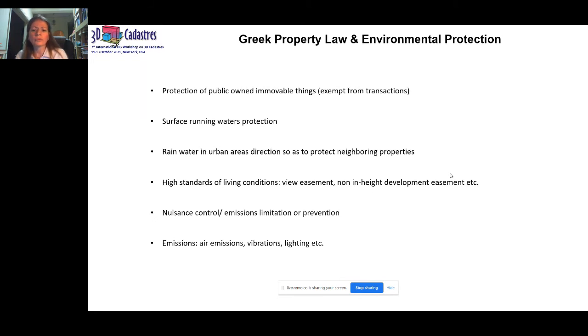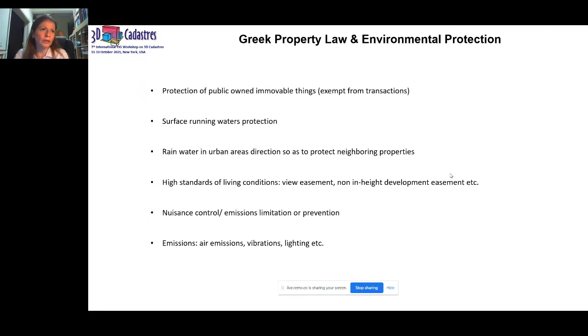There are provisions for view easement and non-high development, and those provisions have actually affected the building code in Greece. It also has provisions on nuisance control, emissions limitation and prevention, in particular on air emissions, vibrations, intense lighting, etc.